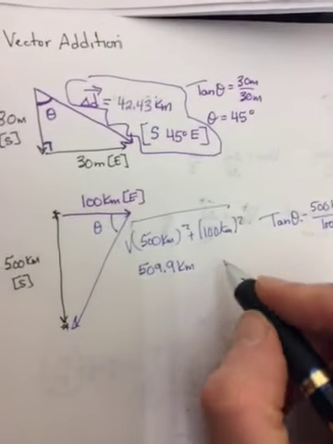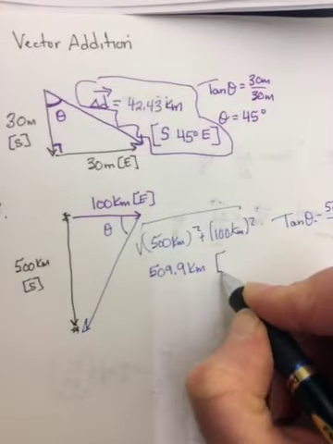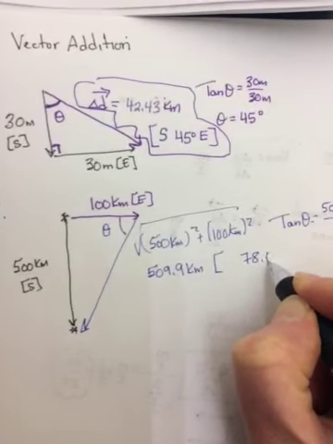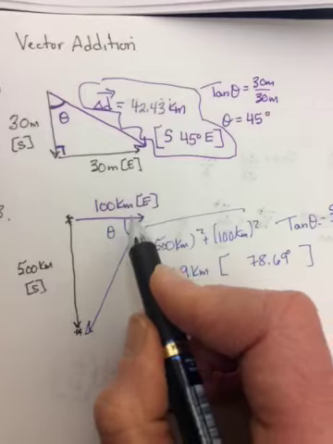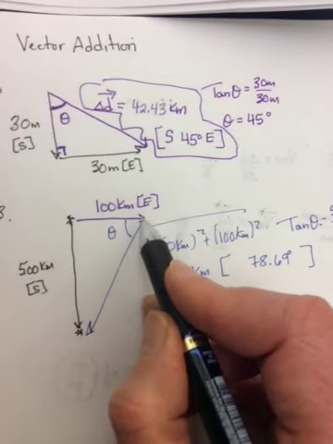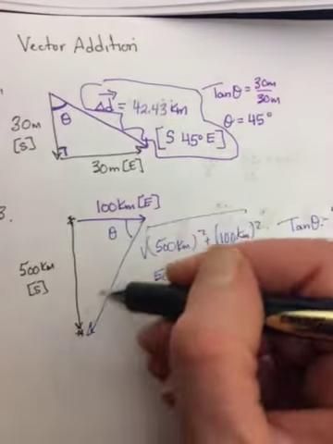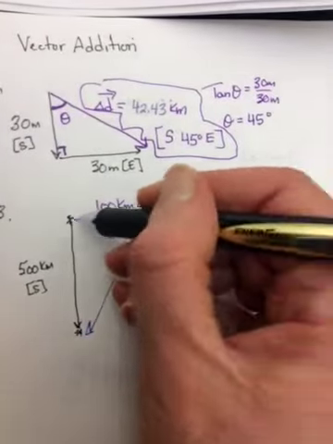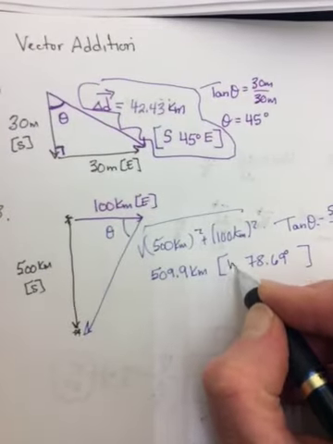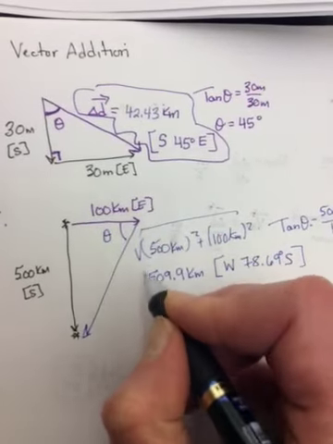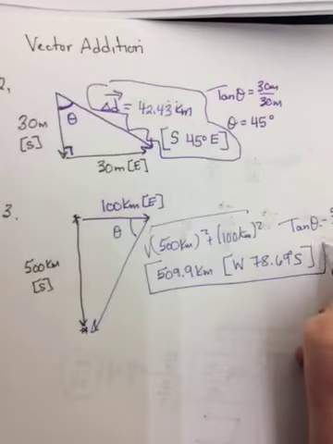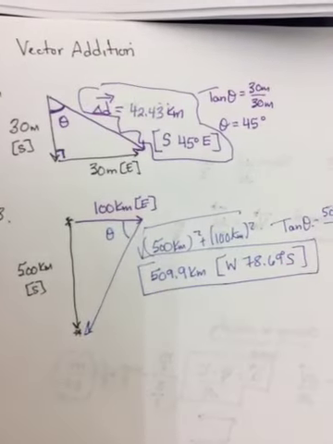78.69. Okay, so the angle is going to be 78.69 degrees. Which way are we measuring off of? Well, this guy was going east, but now to get to your destination, it would have to be west, right? You'd have to turn around. So you'd be measuring off the west and then going down, that would be south. So this is where he is from his destination.